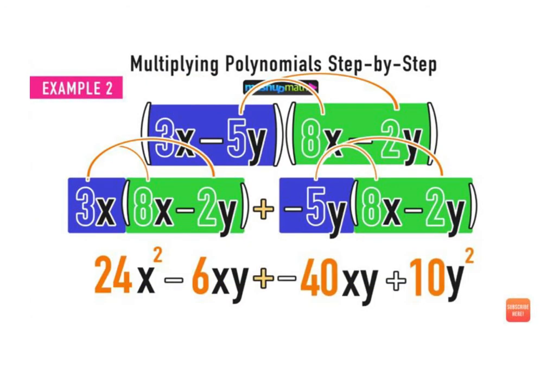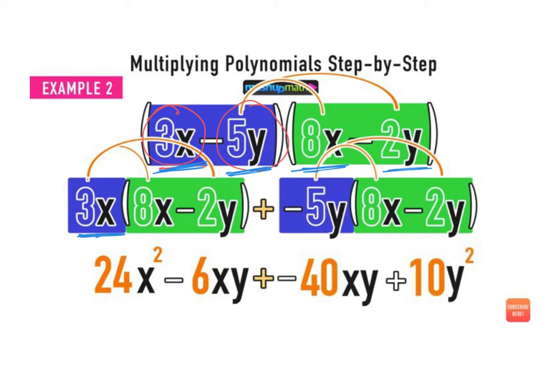So we can actually do a double distribution where we take the first term from the first parentheses and we take the second term and distribute. So that's called a double distribution because we do it twice. And usually when we do it twice, we're talking about two binomials because we have two terms in each of the parentheses. So we have the 3x and the 5y, and then we have the 8x and the 2y.